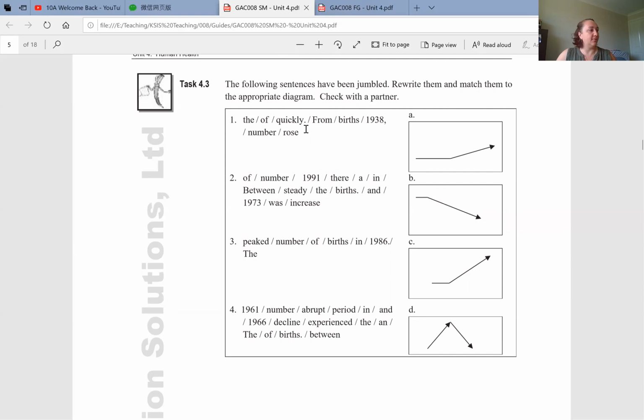So the answers here, from 1938, the number of births rose quickly. Sorry, you're going to have to match them. So we have to rewrite first, and then match them, because this doesn't look like quickly to me. Okay, so first rewrite and then match. Number 1 should go with A, which it clearly doesn't, that's why I got a bit confused.